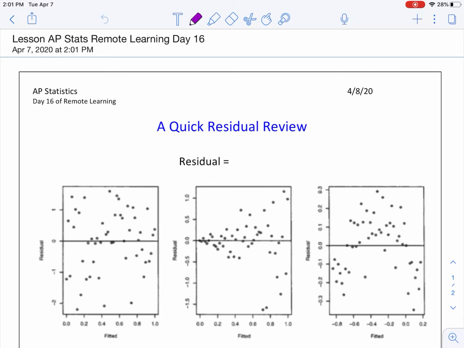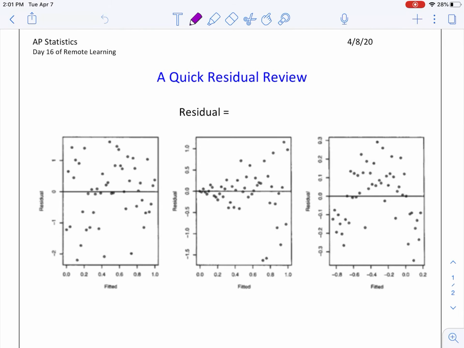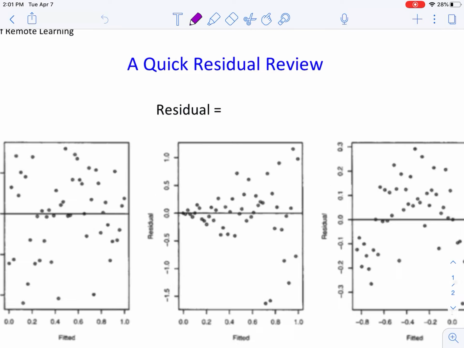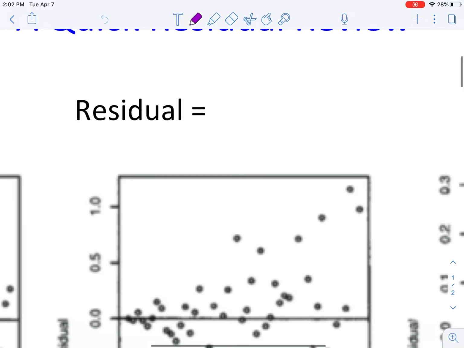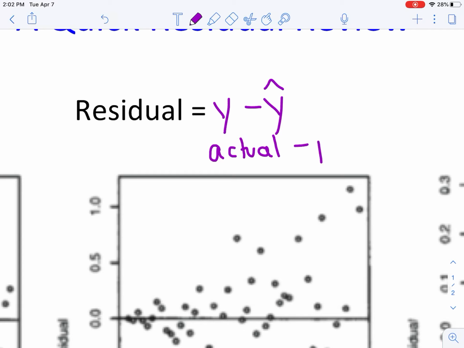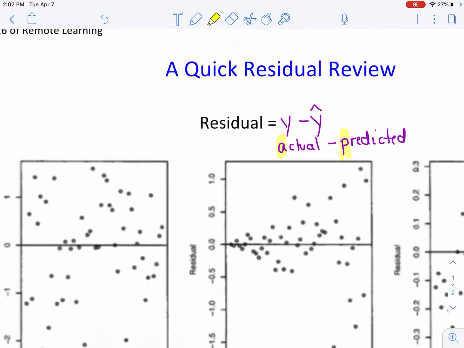Anyway, we're talking about linear regression this week, so an important concept to remember is what a residual is. Hopefully, you all know that it's y minus y hat, or the actual y value minus the predicted y value. I said the way I remember that is that this is an AP class, so that's why you do A minus P.